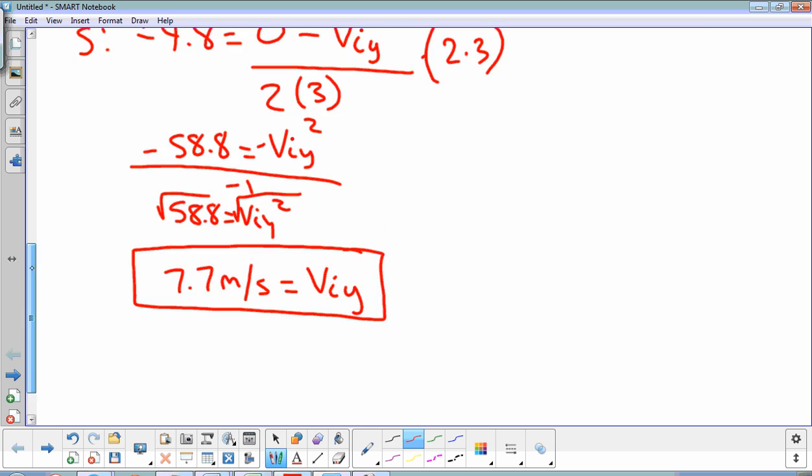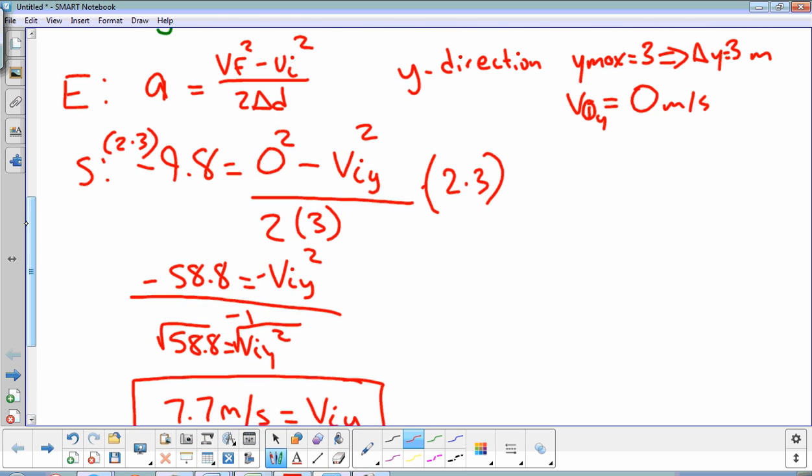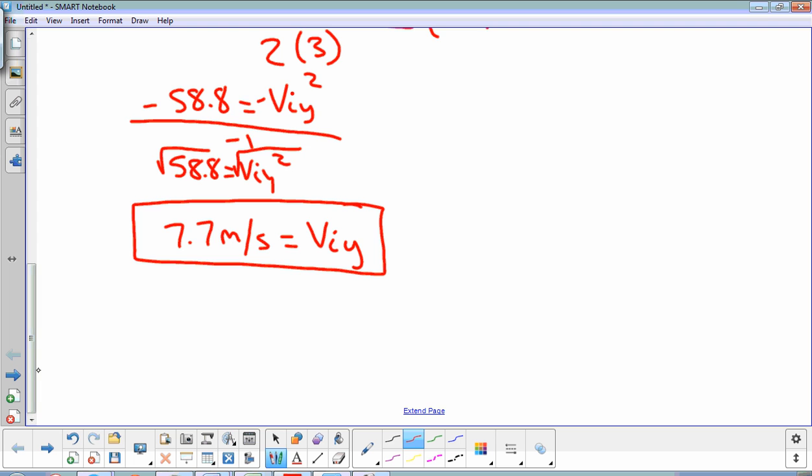How do I know which formula to use? I looked for a formula off of my formula chart that had the things that I have and the one thing I'm looking for. I had A for the Y direction. I had V final for the Y direction. I had delta D. The only thing missing was VI, and that's what I needed. So I looked for an equation that only has one piece of information that I don't have. Okay? So that gave me 7.7 meters per second.